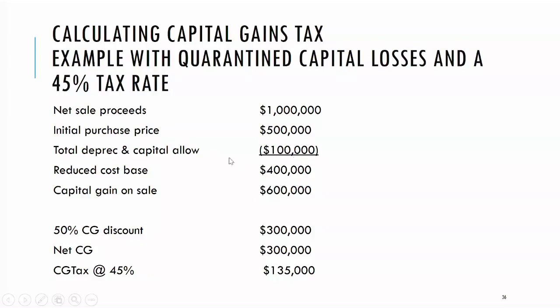So normally what we do is calculate the cost base, meaning 500,000 minus that 100,000. The purpose of that is to increase the capital gain. Capital gain is 600,000, and since you have kept it for more than a year, you get a 50% discount. So your total discount is 300,000, and your net capital gain is 300,000. Pay tax on the 300,000.